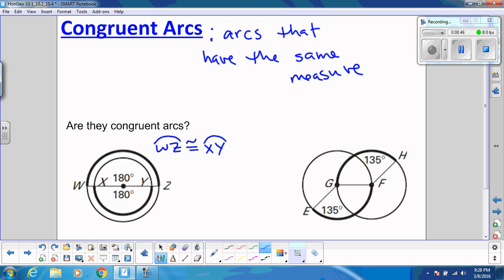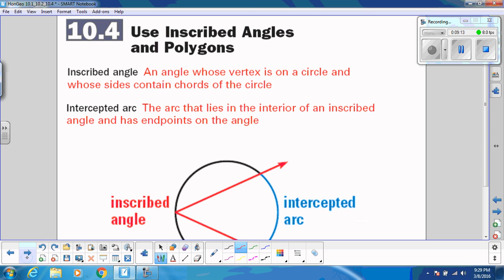All right, same thing over here. These two arcs both have the same measure of 135 degrees. So that would mean these are congruent arcs. So arc EF is congruent to arc GH. All right, so that's just how we're going to call those congruent arcs.